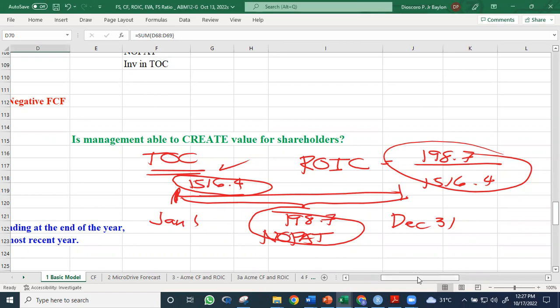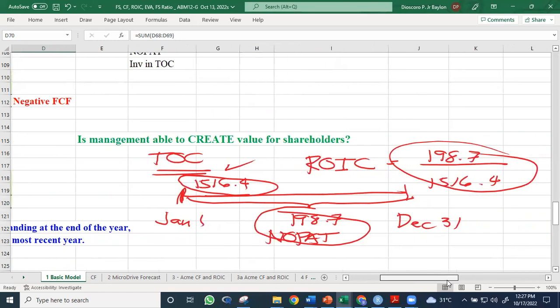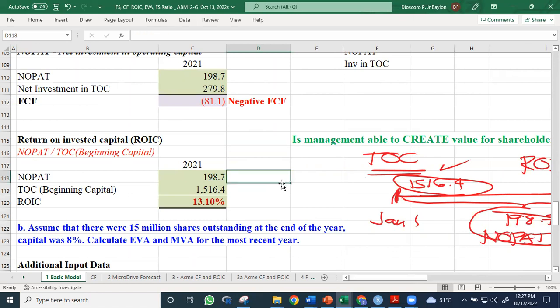All right, question, class. Did the company, kasi ang question ito, no? Is management able to create value for shareholders? Kasi either the company will create value or destroy value. Remember, ang objective ng isang firm should be to maximize shareholder value. So ang tanong, was the company able to create value or to destroy value? What do you think, class? Was value created or was value destroyed? With 13.10.